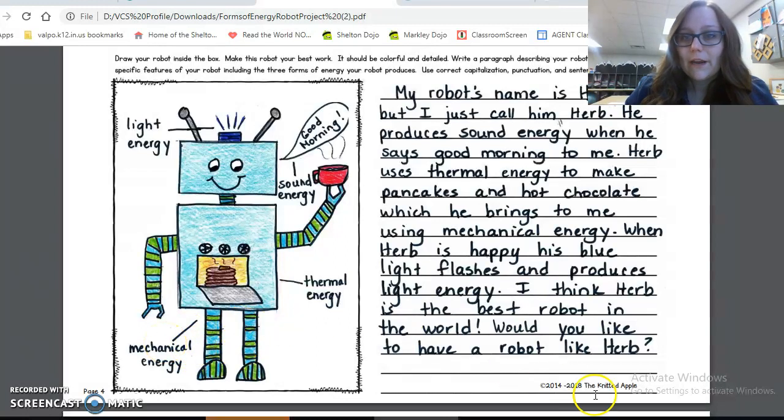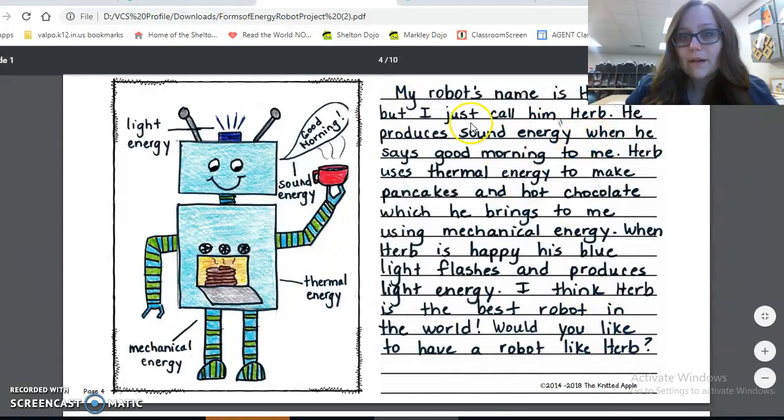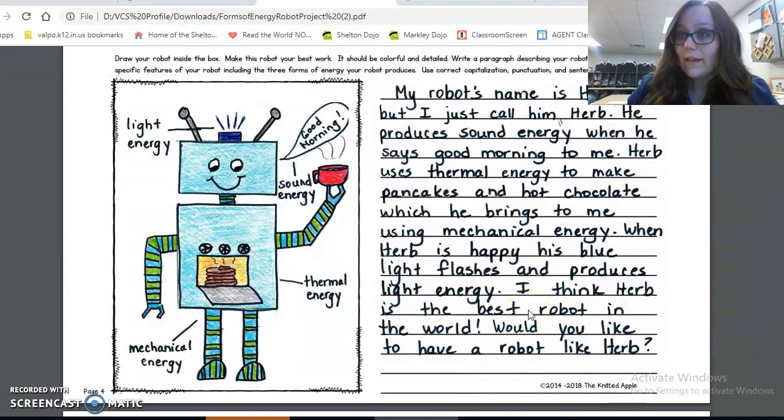You can read in the paragraph, my robot's name is Herbert, but I just call him Herb. He produces sound energy when he says good morning to me. Herb uses thermal energy to make pancakes and hot chocolate, which he brings to me, using mechanical energy. When Herb is happy, his blue light flashes and produces light energy. I think Herb is the best robot in the world. Would you like to have a robot like Herb?